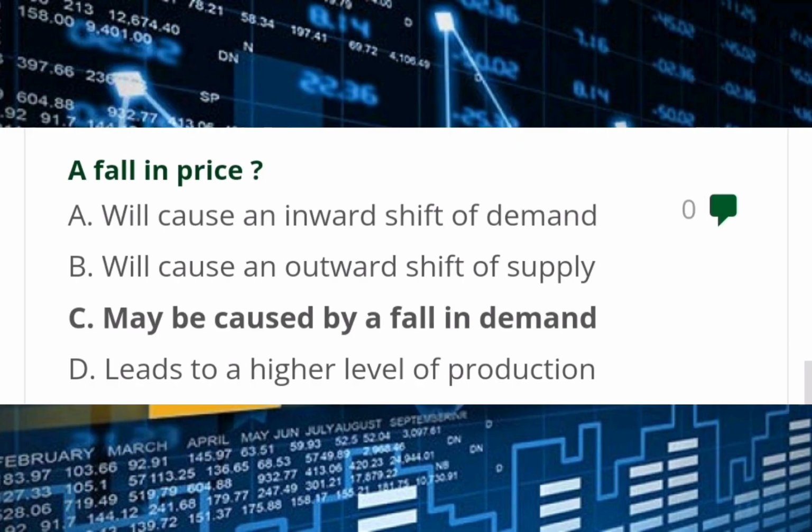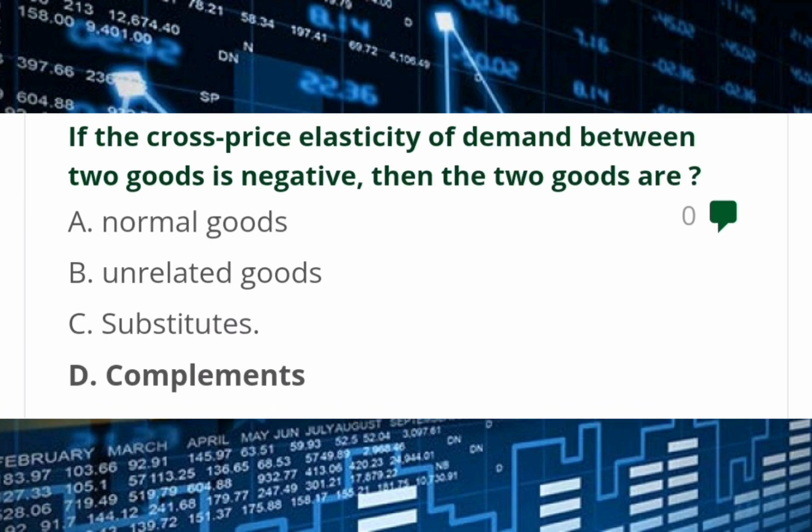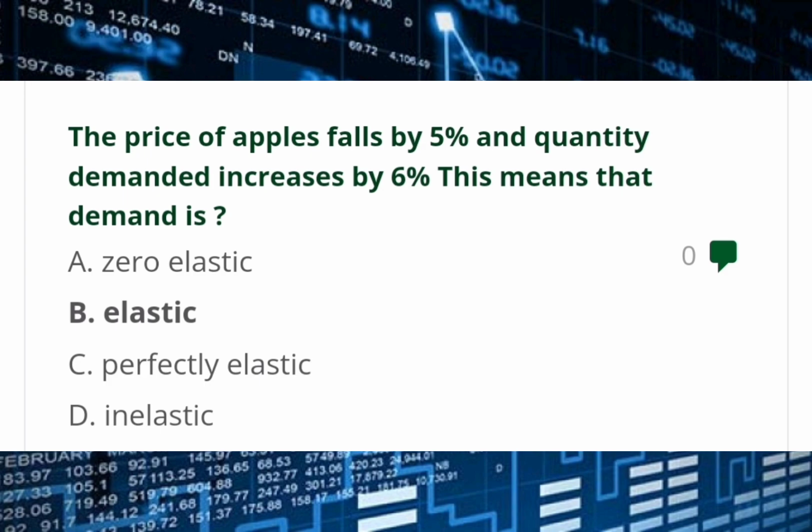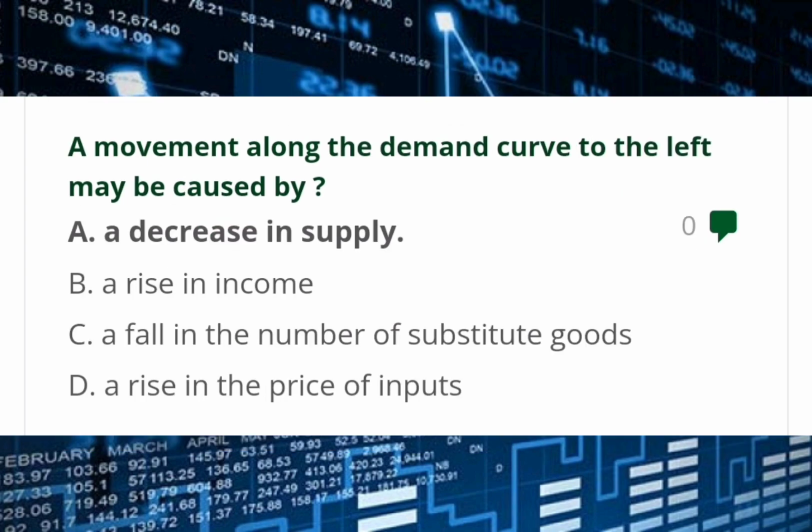A fall in price, answer C, may be caused by a fall in demand. If the cross price elasticity of demand between two goods is negative, then the two goods are answer D, complements. The price of apples falls by 5% and quantity demanded increased by 6%. This means that demand is answer B, elastic. A movement along the demand curve to the left may be caused by answer A, a decrease in supply.